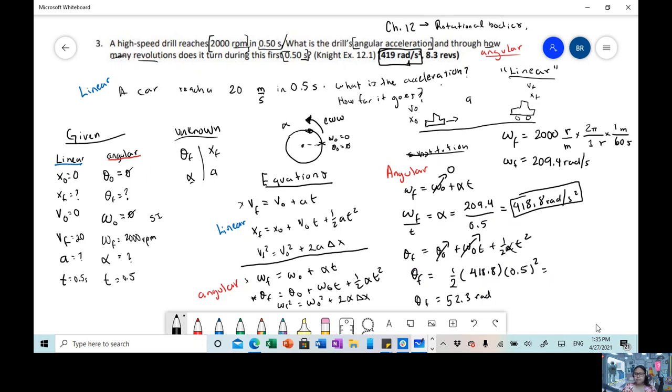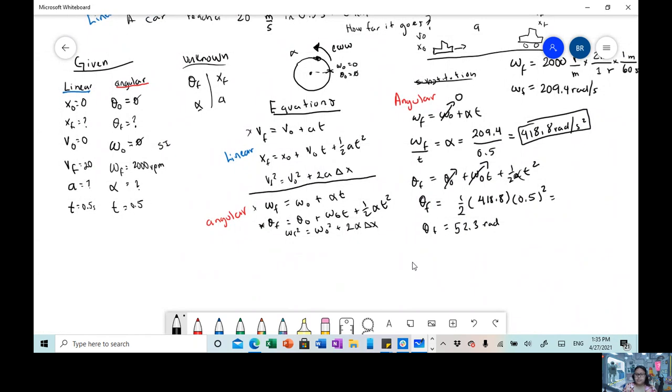Now the answer in revolutions, so let's convert that. We have 52.3 radians, with radians on the bottom and revolutions on top. One revolution equals 2 pi radians. So that equals 8.3 revolutions.